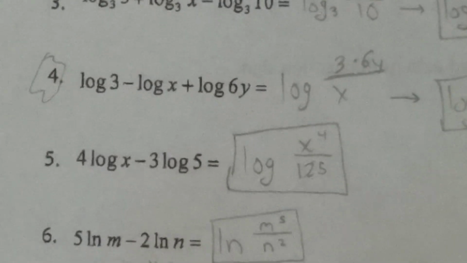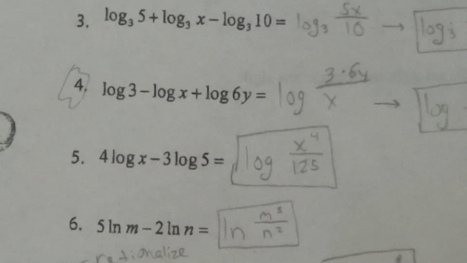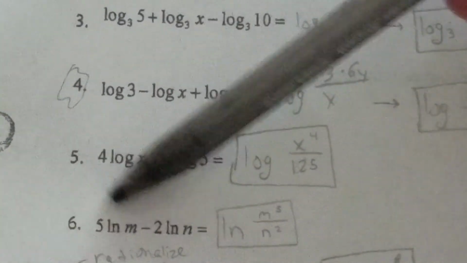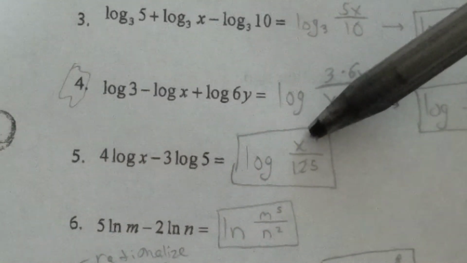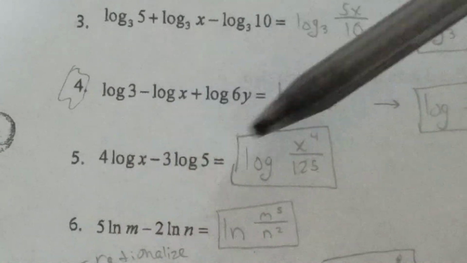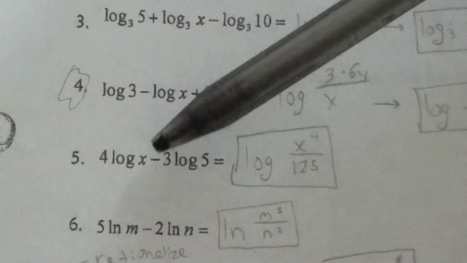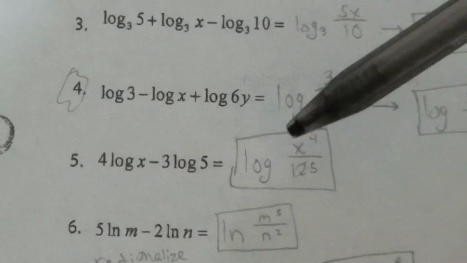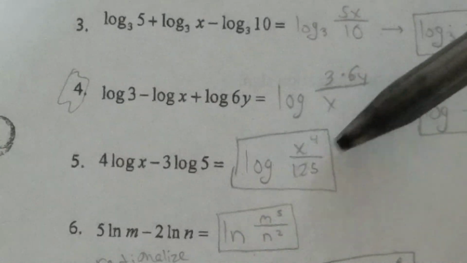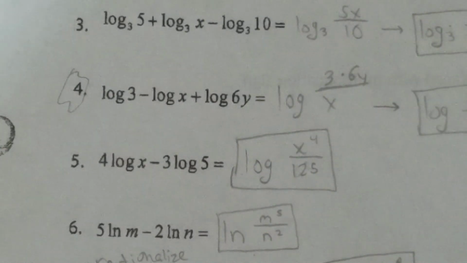Then we know this part comes on top and is divided by this part. X to the 4th comes up here; move that 4 over. Then 5 to the 3rd power, that's 125. So now we know it's log of x to the 4th over 125. That's your power property.